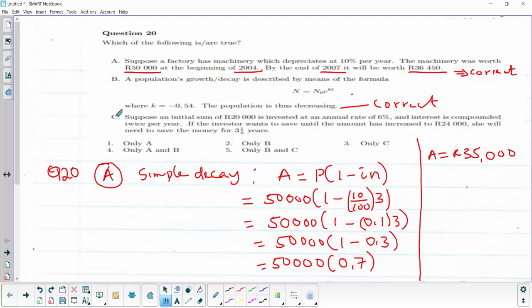So we are only left with statement C. The initial sum is 20,000 at the rate of 6%, and the interest is compounded twice per year, which is every 6 months. The investor wants to save 24,000 at the end. She needs to save the money for 3.5 years. So we want to ascertain whether, for 3.5 years, you are going to get this amount. So let us try it.